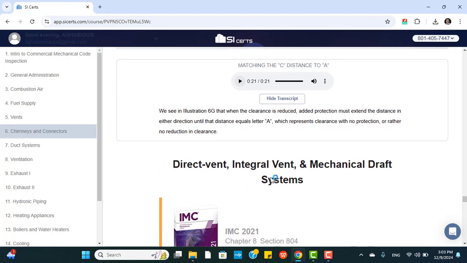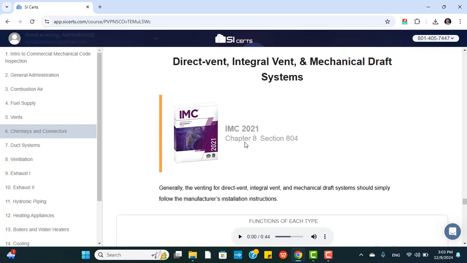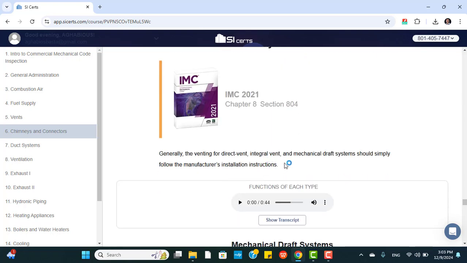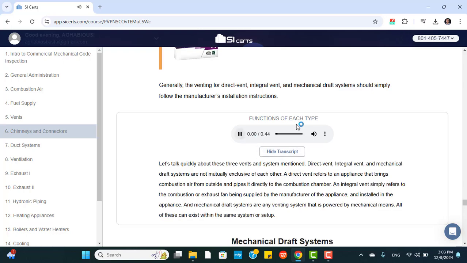Direct vent, integral vent, mechanical draft system. International Mechanical Code 2021, Chapter 8, Section 804. Generally, the venting for direct vent, integral vent, and mechanical draft systems should simply follow the manufacturer installation instructions of each type. Let's quickly talk about these three vents and systems mentioned.